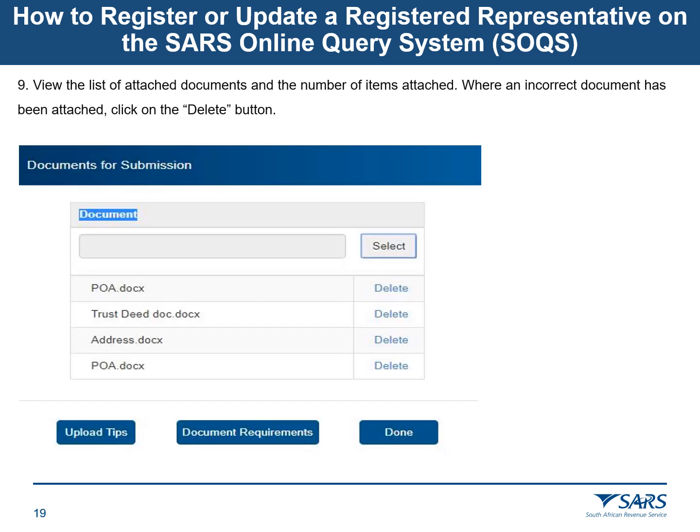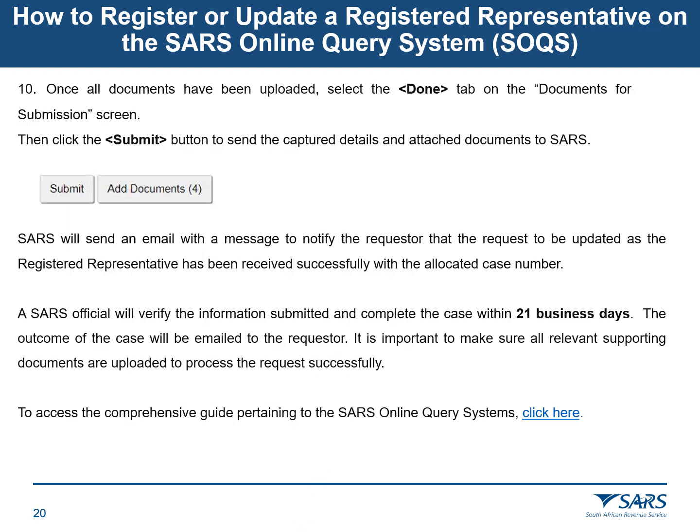View the list of attached documents and the number of items attached. Where an incorrect document has been attached, click on the Delete button. Once you've done that, you can then click Done. Once all the documents have been uploaded, select the Done tab on the Documents for Submission screen. Then click Submit to send the captured details and attached documents to SARS.